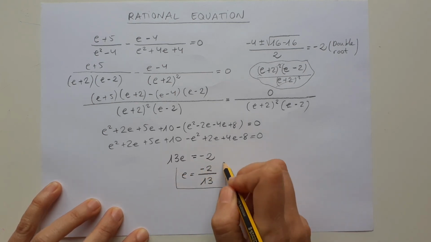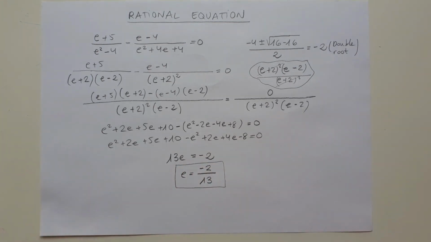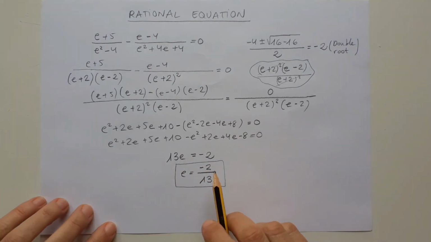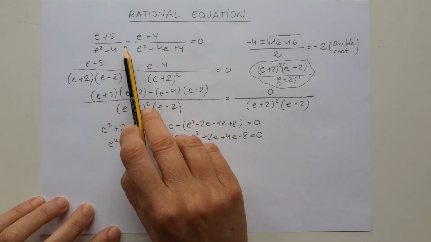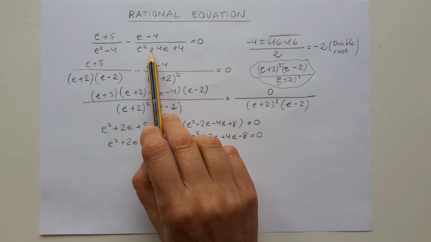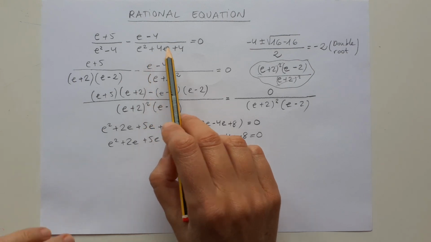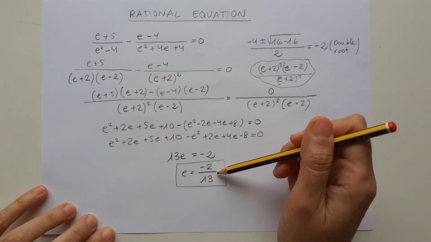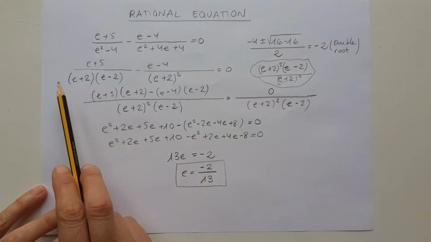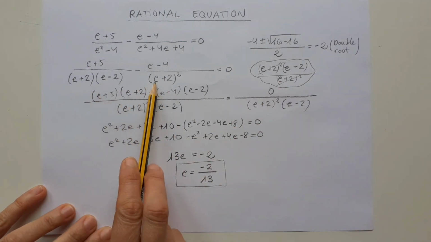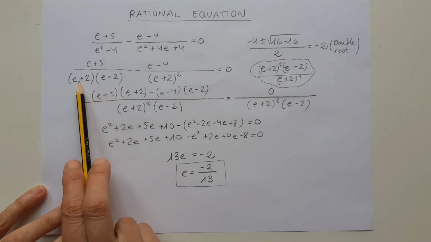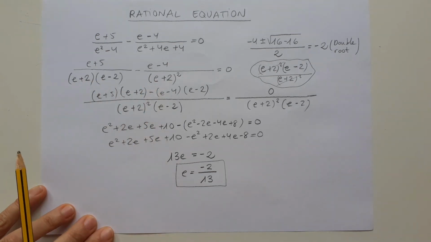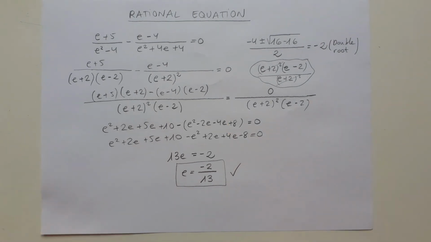And now, a little but very important detail. We have to make sure that this number doesn't make any of the denominators of the original equation be 0, which in this case it doesn't, because the numbers that would make the denominators be 0 would be 2 or negative 2. So this is the result. I hope you understood. Bye!